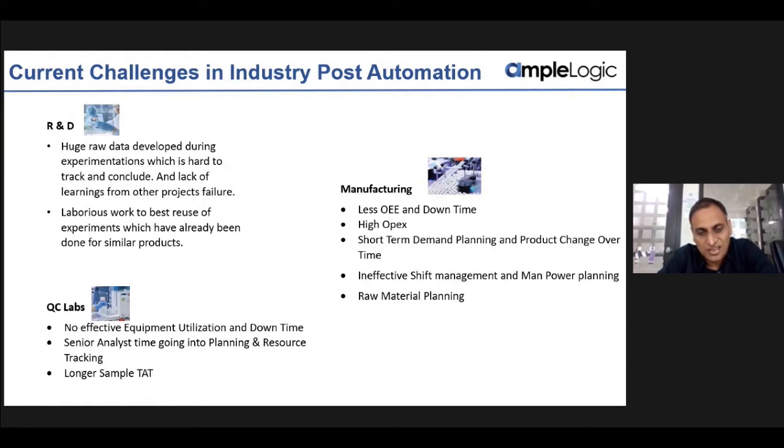Most of the analysts, section heads, and all these people, their time is getting spent on planning and tracking the resources. And the third thing is longer sample turnaround times. And when a sudden sample comes in which is a priority, then your entire plan gets changed. Then again, it requires a lot of effort in terms of manual tracking. So these are the challenges, not limited to this. These are the challenges we have seen with the experience we have been gaining from the industry.